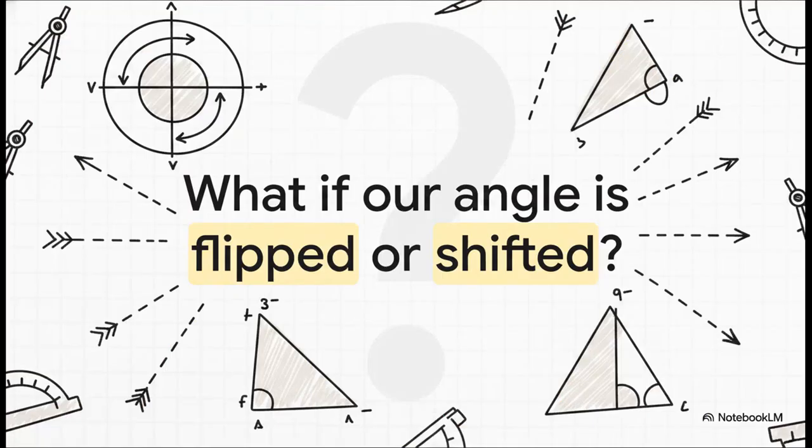All right, level 3, shifting with allied angles. So we know our basic angles beautifully now, but we really have to ask ourselves, what happens to these formulas when we start heavily manipulating the angle's position?